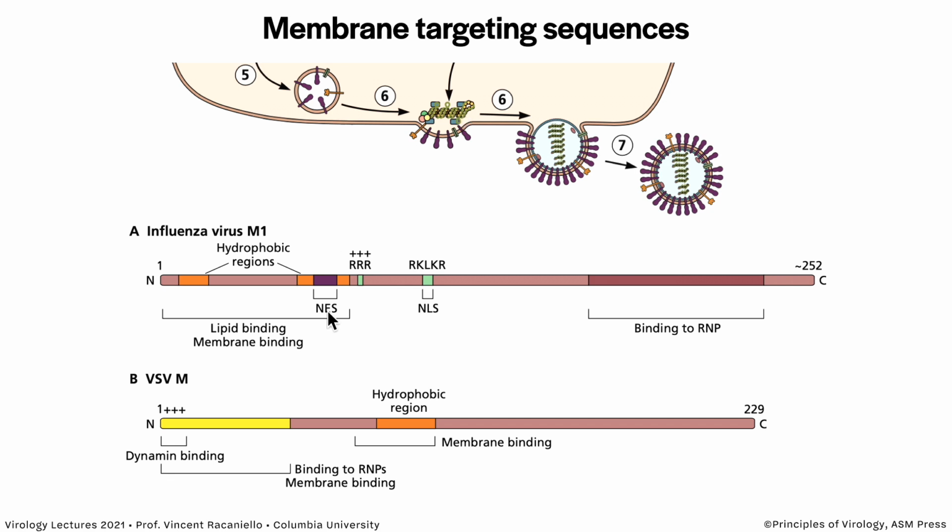Other viruses have similar features. Here's the M protein of VSV. Again, the M protein is the blue protein shell beneath the membrane that gives some structure, some integrity to the final particle. VSV has a hydrophobic region at the N-terminus, which is needed for membrane binding and for binding to the RNP. So it's not separate, as it is for the influenza virus protein. And there's also a central hydrophobic region as well. So again, the M protein is directed to the plasma membrane, in the case of VSV, by similar sequences.